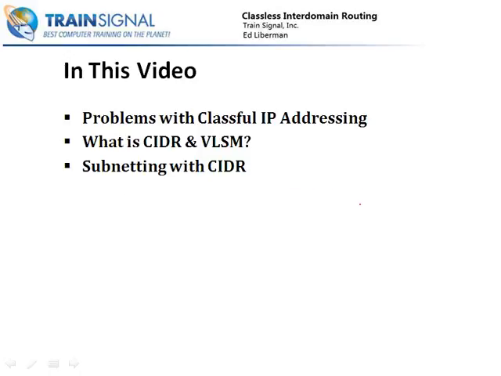So we're going to start off by going over some of the problems that we have with classful IP addressing. Then we'll get into what CIDR and VLSM really are. And VLSM, I will tell you, stands for Variable Length Subnet Masks. And then we'll see how to subnet using CIDR.